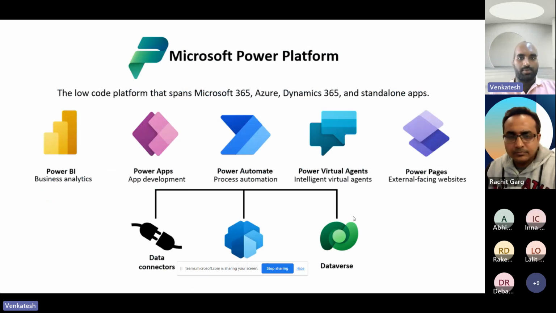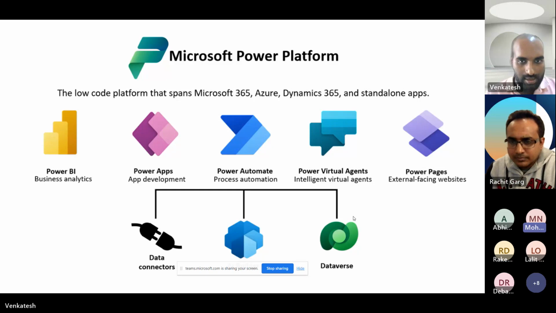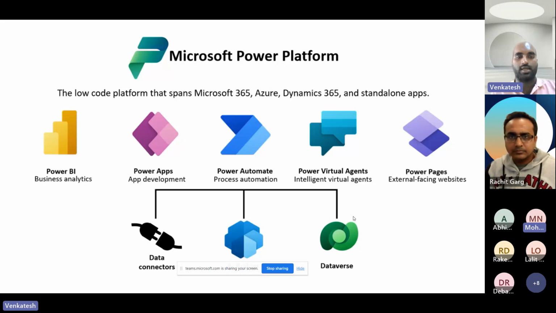So we are talking about the Power Platform. When I speak about the Power Platform from Microsoft, it has five apps, which are currently Power BI, Power Apps, Power Automate, Power Virtual Agents, and Power Pages. Power Automate was previously called Microsoft Flow, and it is now renamed Power Automate. These apps now come along with Copilot capabilities with AI.